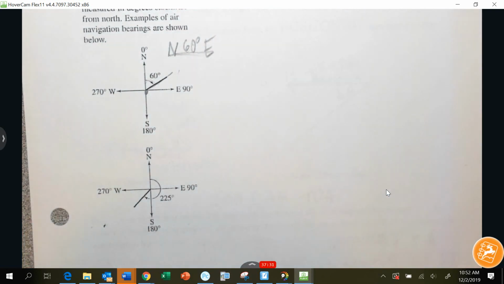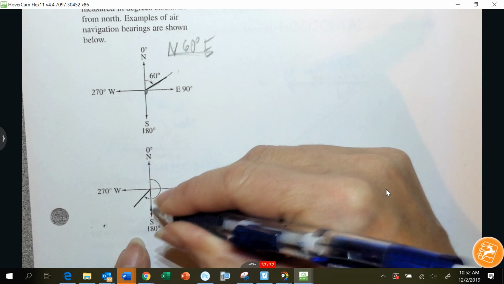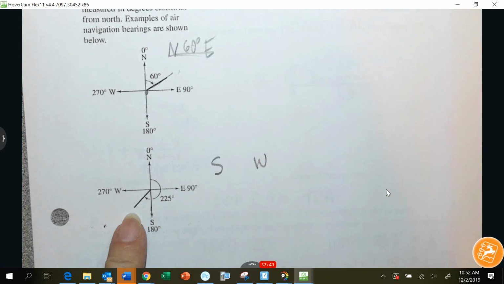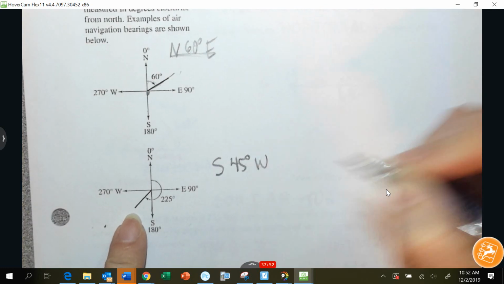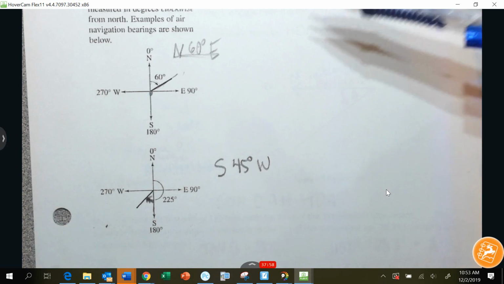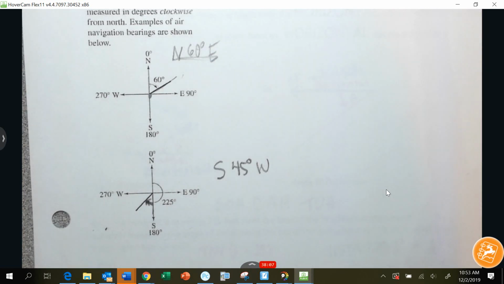Or for this one here, they'll tell you 225 degrees. With the bearings, we don't even use 90 degrees, but for air control, this would be like saying the exact same thing as south something west. What would that be the same as? 45, right? We go this way, 45. So if they give you just something like 90 degrees, you're going to have to know that.